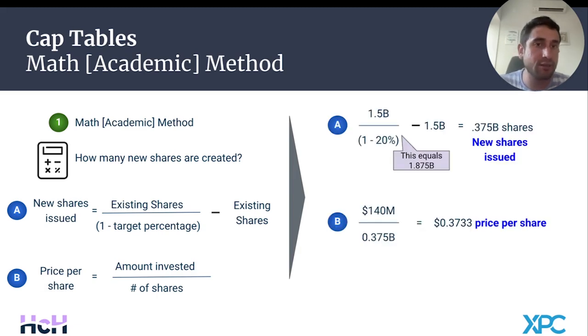So let's do this here. We have 1.5 billion, right? Number of shares, 20% target ownership. Minus 1.5 billion, we have 0.375 billion or 375 million shares. And then we have 140 million divided by the 0.375 billion. We have the 0.0333 repeating price per share. We're basically done here. And all good.